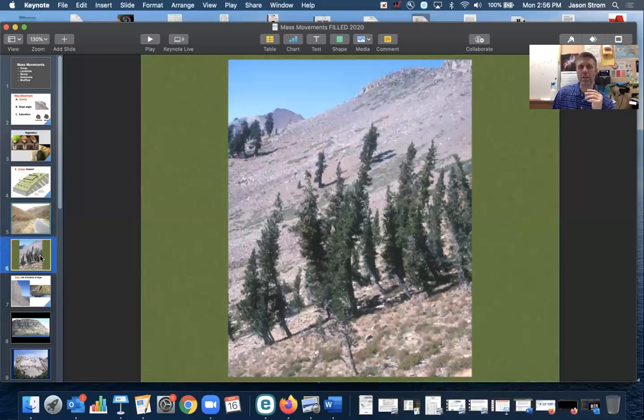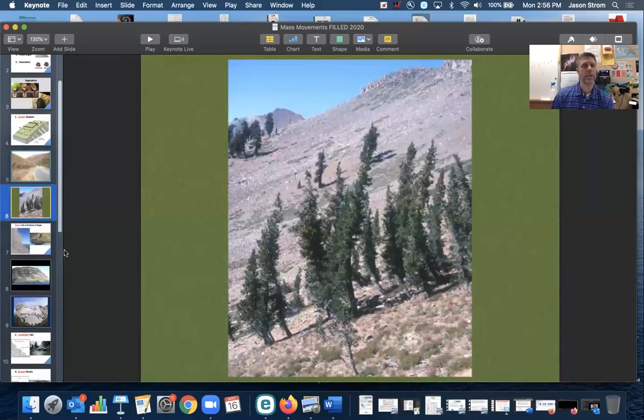Here's another one with some trees. Plants and trees want to grow straight up and down. They want to be vertical to have the opportunity to get more sun. So if you start tipping it over, it's going to curve up to become vertical again. So that's why they end up curved like that.